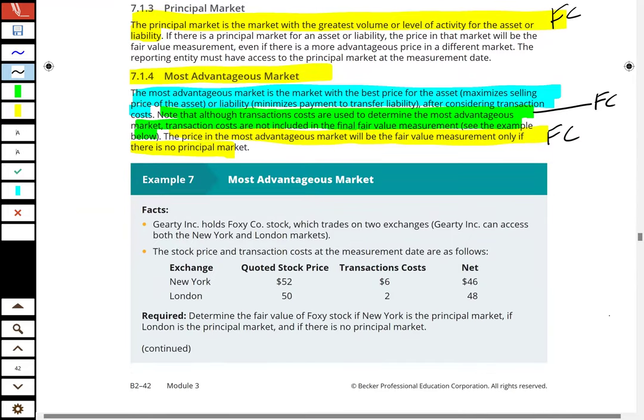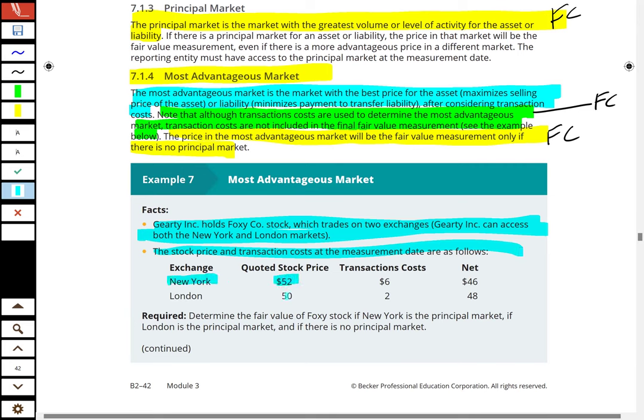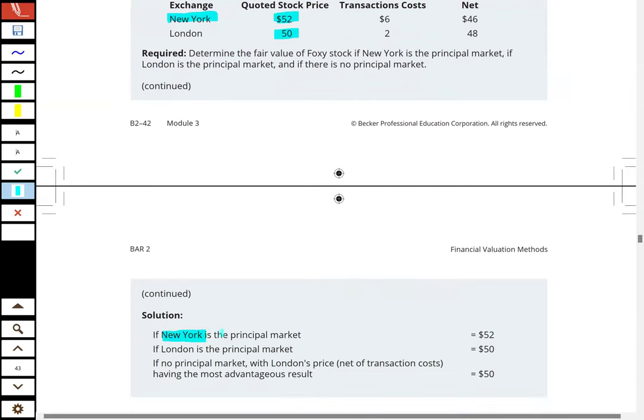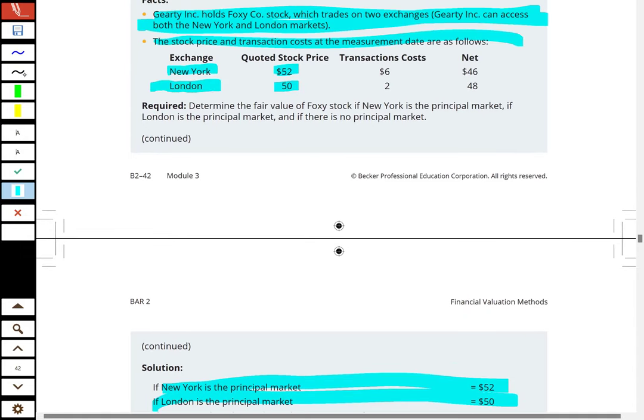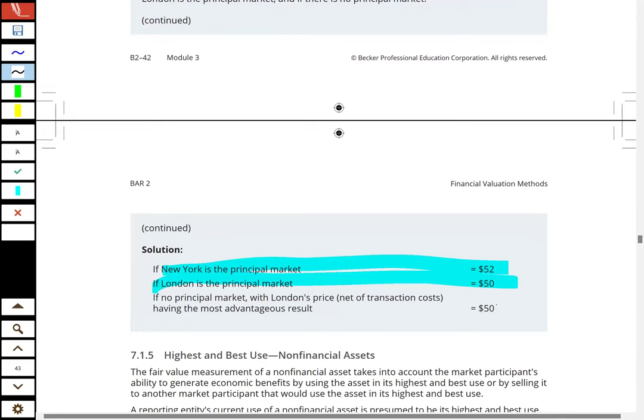Let's take a look at this. We have Garrity Inc., which has these securities traded on the New York and London exchanges. New York quoted price of 52, London 50. Let's do the easy one first. If New York is the principal market, use New York. If London is the principal market, use London. That's easy. But what if neither of these is the principal market? Then we go to the most advantageous rule. After you consider transaction costs, London is the most advantageous. We don't report that 48 though, we report 50. Okay, good.